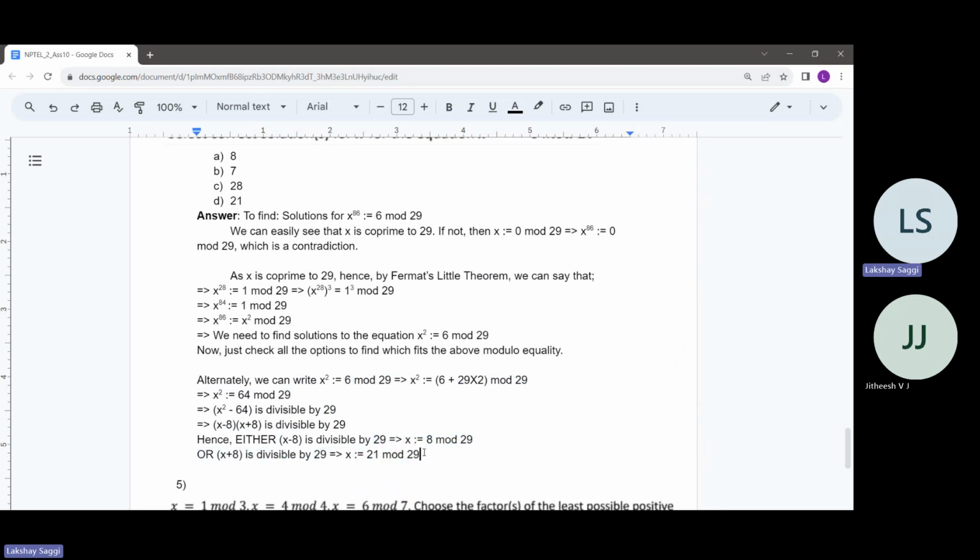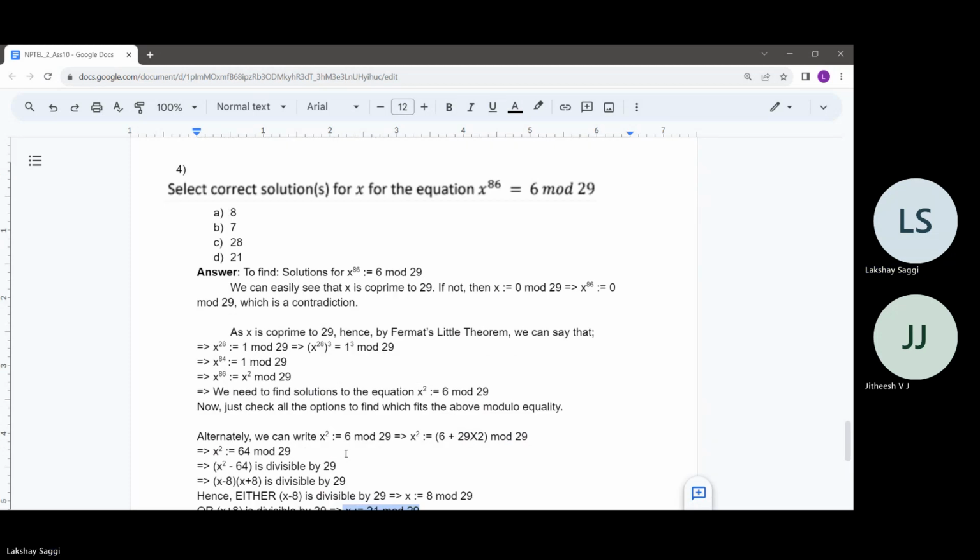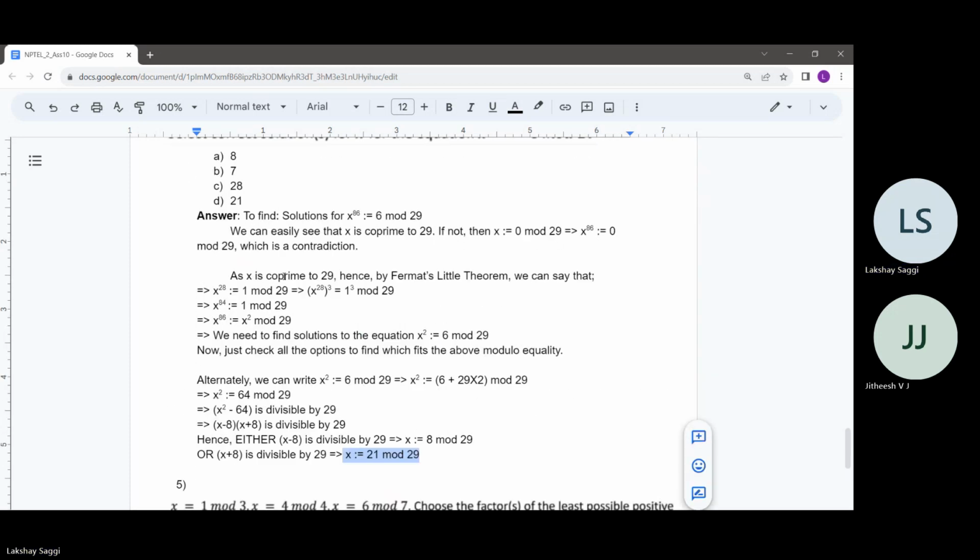Note that this is in no way a general method, because here we were just lucky to obtain a perfect square by applying 29 times 2 plus 6. So this is not a general method, but a specific method for this question. I just wanted to show you this also. So this is the exhaustive set of solutions: x is 8 mod 29 and x is 21 mod 29. These are the two values of x which will be the correct solutions.